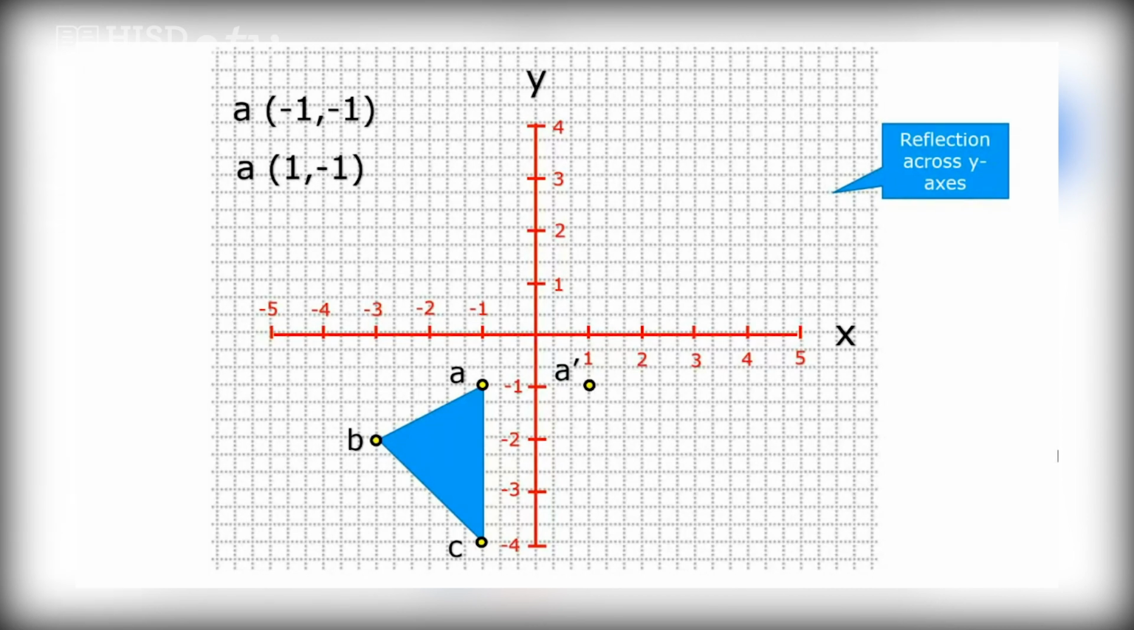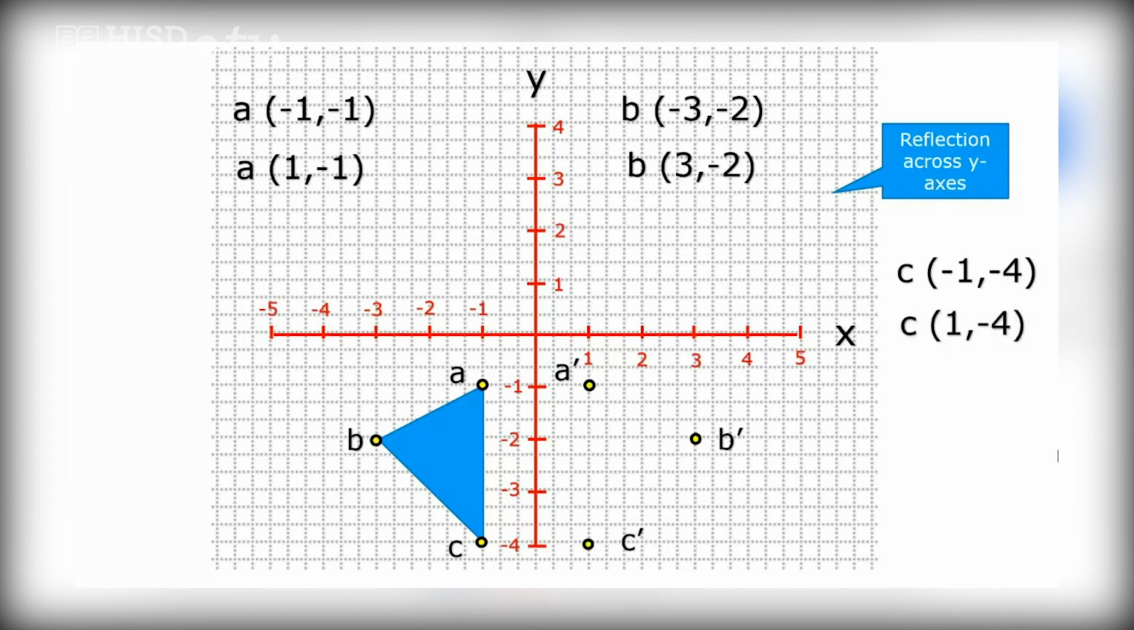We're going to do the same thing with point B. Point B is -3 and -2, and the only number that changes is the x coordinate. So now it's going to be +3, and it's still going to remain -2 on the y. And now the C is -1, -4, and the new point then is going to be +1 and -4. I put my points on the coordinates, and I put them together, and now I have my triangle reflected across the y-axis only using algebraic notation.